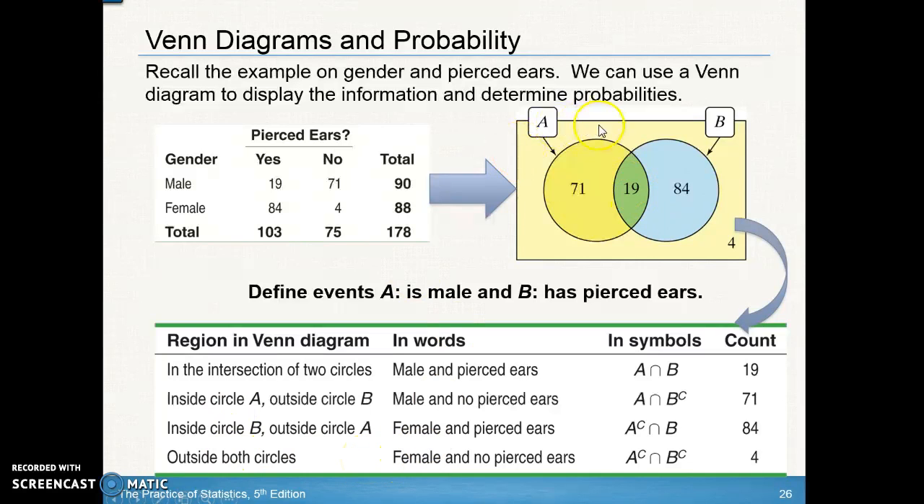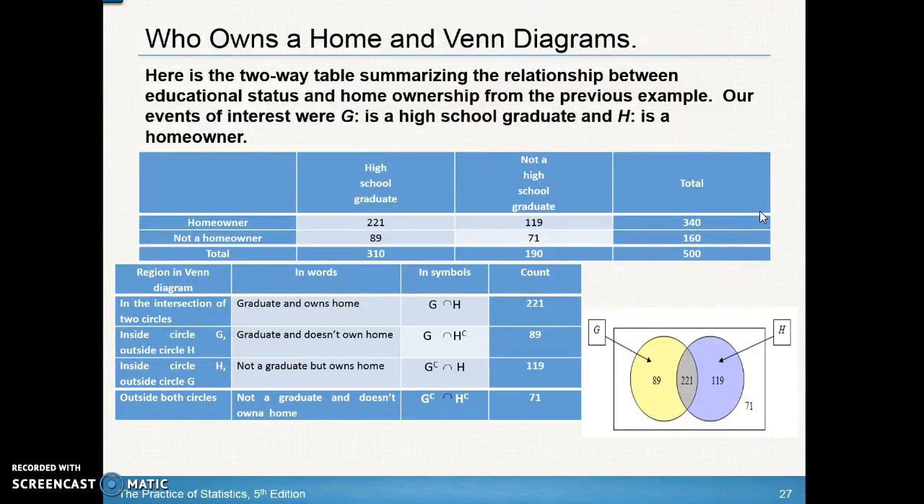All right, outside both circles is female and no pierced ears, because remember, A is male and B is pierced ears, so the opposite of male is female and the opposite of pierced ears is no pierced ears. So A complement, everything outside of A, and everything outside of B. All right, so here's a two-way table summarizing. We're going back to the example with the high school graduate and not high school graduate. Summarizing using symbols once again to take a look at being a high school graduate and being a homeowner.